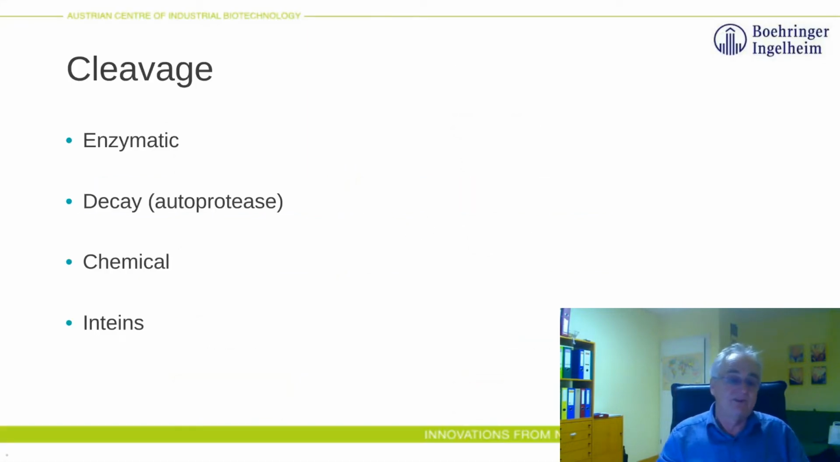So the cleavage, what we could do is an enzymatic cleavage. We could do a decay, so this kind of quote unquote an autoprotease. The oldest way is the chemical cleavage, and then the inteins. And the inteins is also a kind of chemical cleavage. Yeah, so it's not really, yeah. So the chemical cleavage was the first method really to actually cleave fusion tags from the protein of interest.